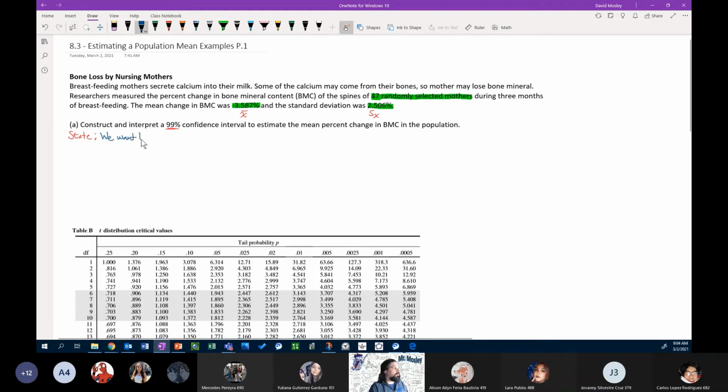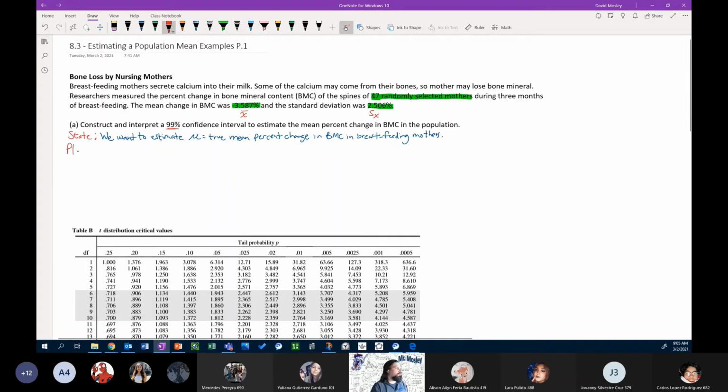So we want to estimate mu, the true mean percent change in BMC in breastfeeding mothers. All right, so that's what we're going to be doing.